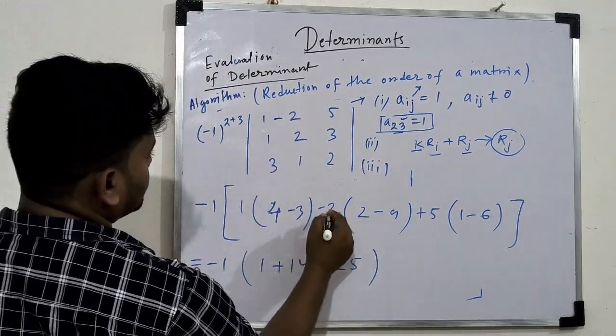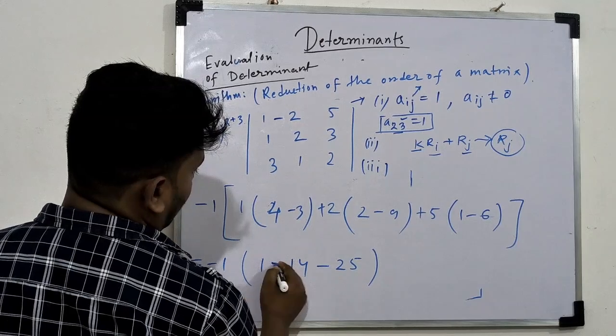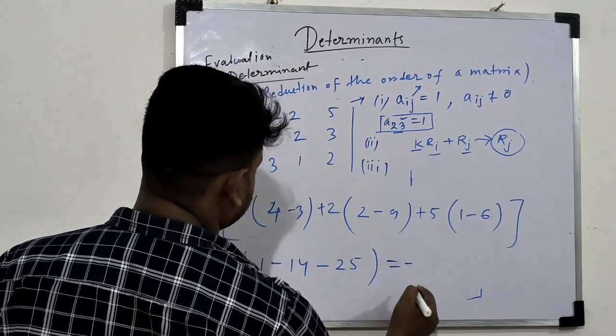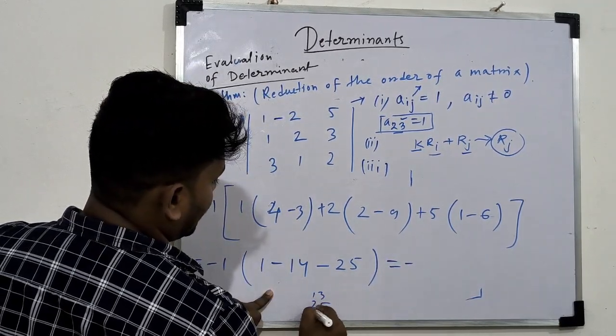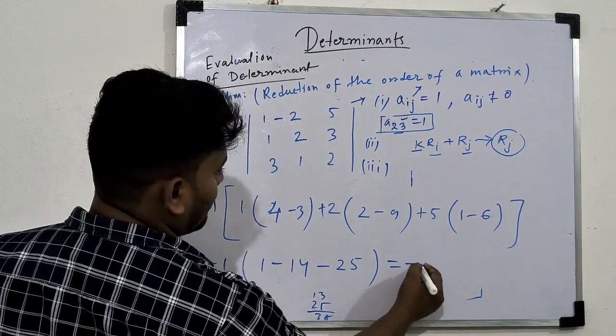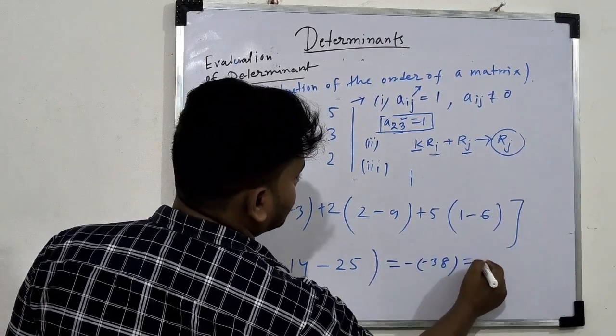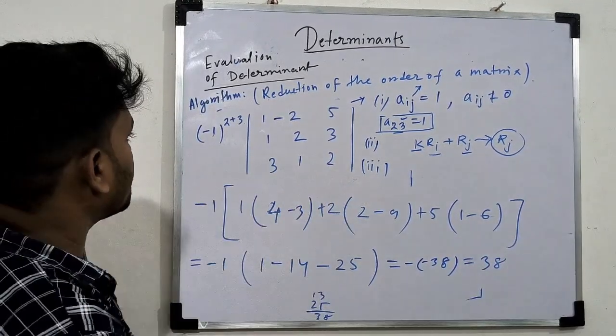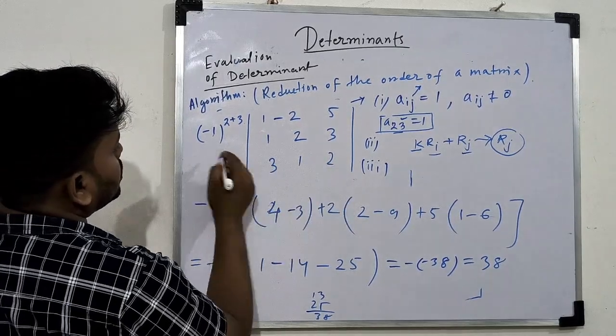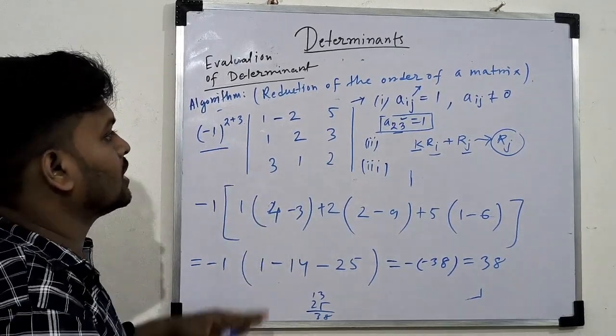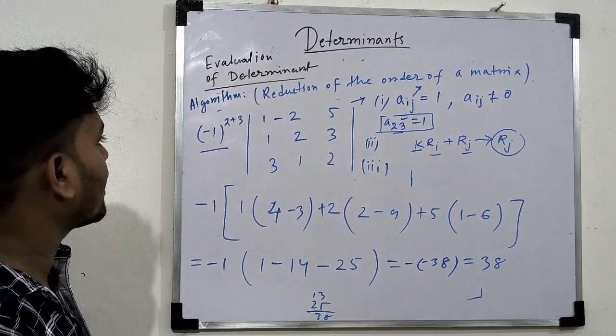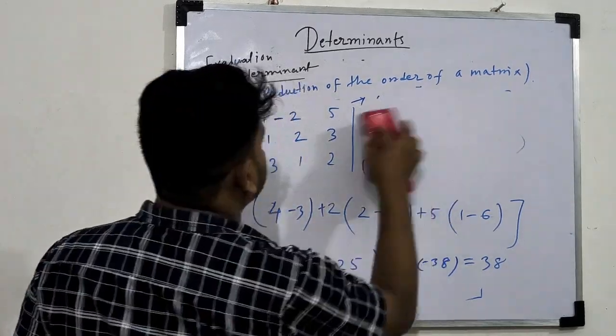So this will be minus 2, this will be plus, this will be minus. So from this, minus 13 25, so 38 minus into minus 38, that is 38. After the row operation we get a matrix from which we expand with respect to the third column, and we get this result, and this will be minus 2.